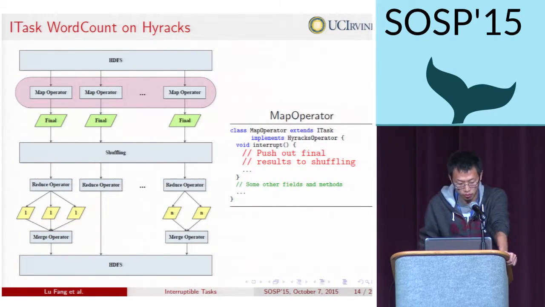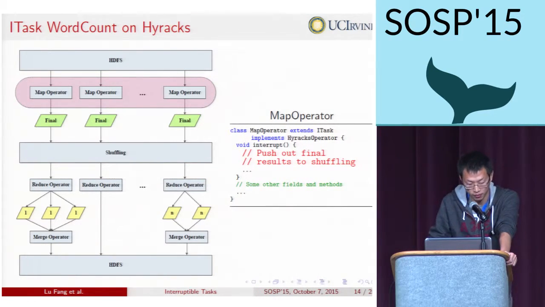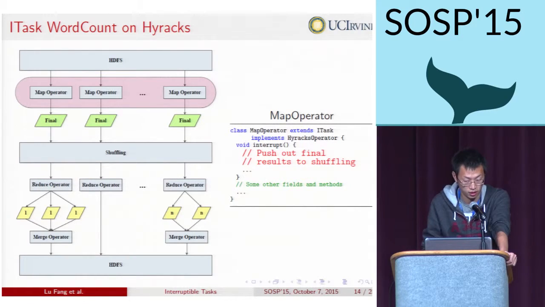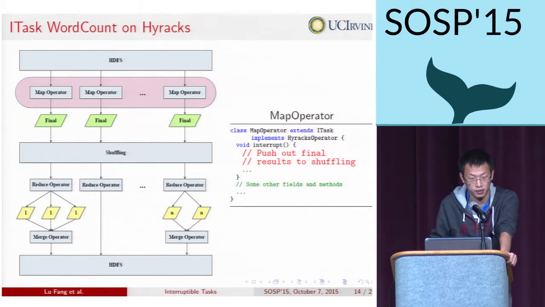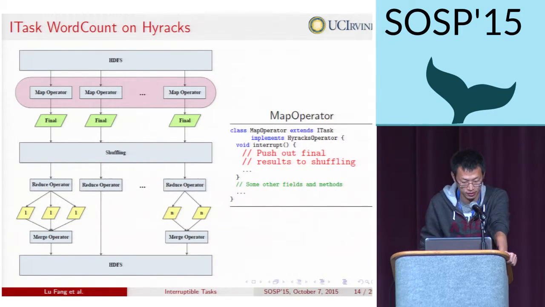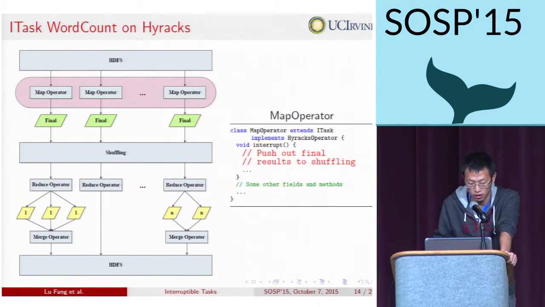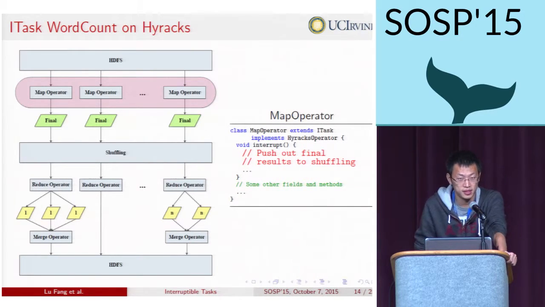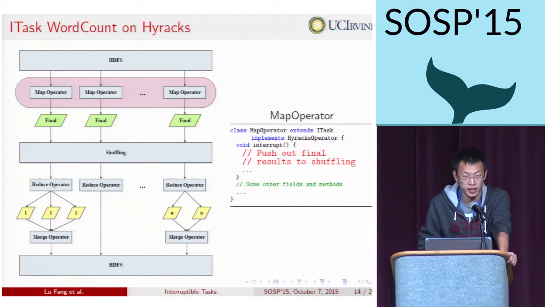If the reduce operator is interrupted, the partial result is an intermediate result. That means we need to aggregate before we output it. So we have a merge operator after the reduce operator. When the reduce operator outputs a partial result, it will tag the fragments with the hash bucket ID. Later, all the fragments with the same hash bucket ID will be aggregated by the merge operator.